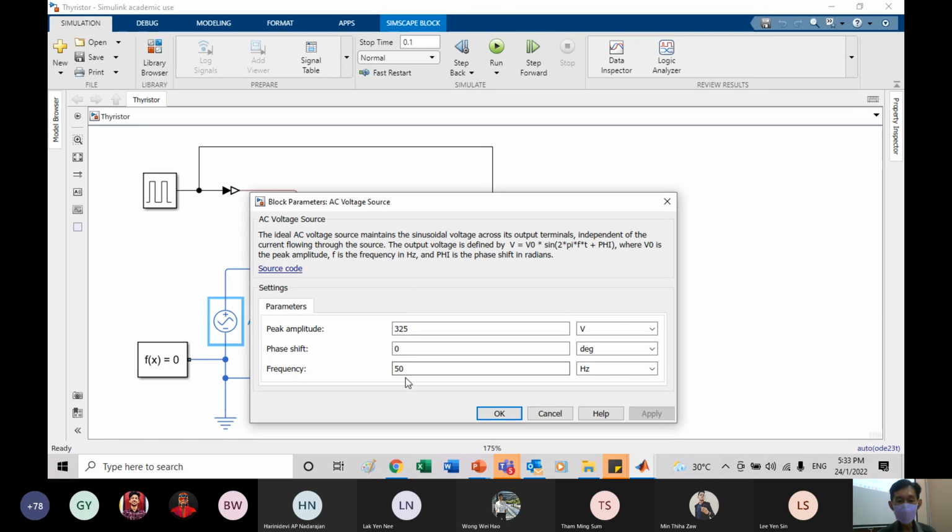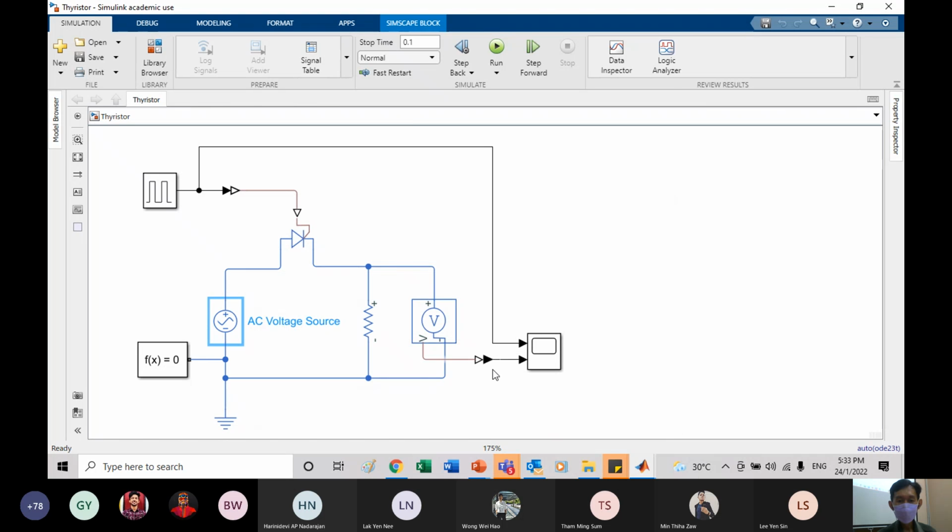325, 50 hertz. And then what we do is we have a voltage sensor. This voltage sensor will show the voltage across the resistor, which is after the SCR at the bottom. And on top, I put a pulse generator so that I can keep on switching the thyristor here. And of course, we need to have a ground and a solver configuration.